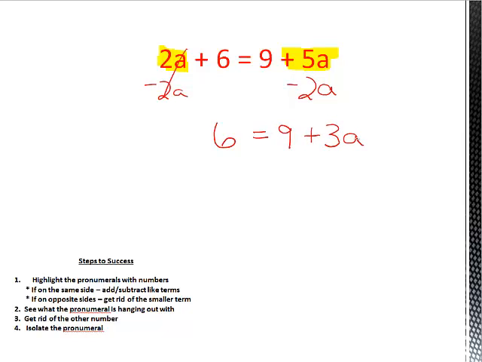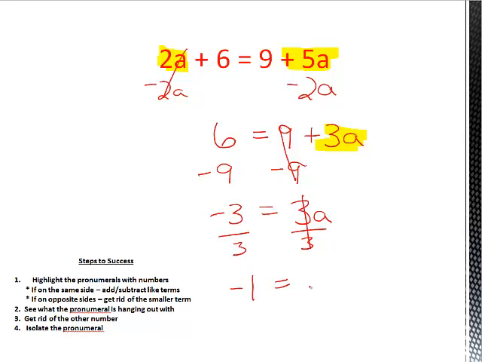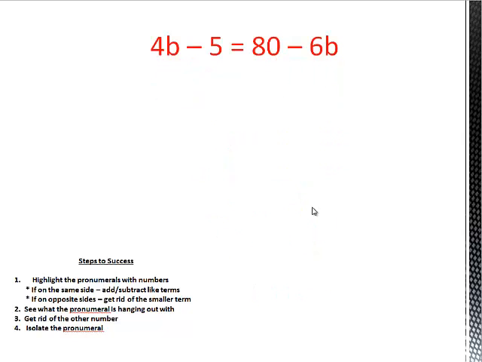You can go ahead and highlight again if you'd like, but you should be able to notice the a is hanging out with the 3, so we must get rid of the 9. By subtracting 9 from both sides, we have 6 minus 9, which is a negative 3. The 9's cancel out, and we're left with 3a on the right-hand side. Because a is being multiplied by 3, we do the inverse operation, which is divide by 3. The 3's cancel out, and we have negative 1 is equal to a. It solves the equation.